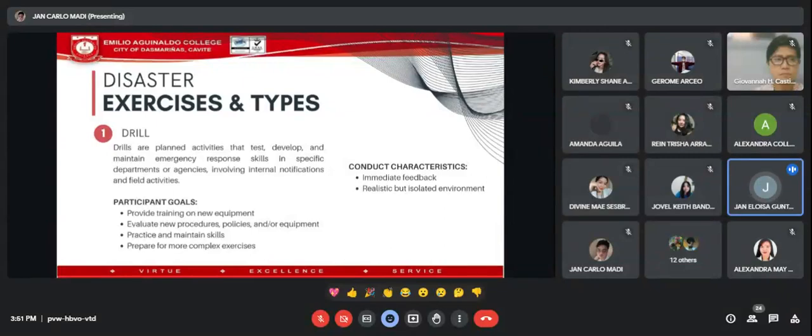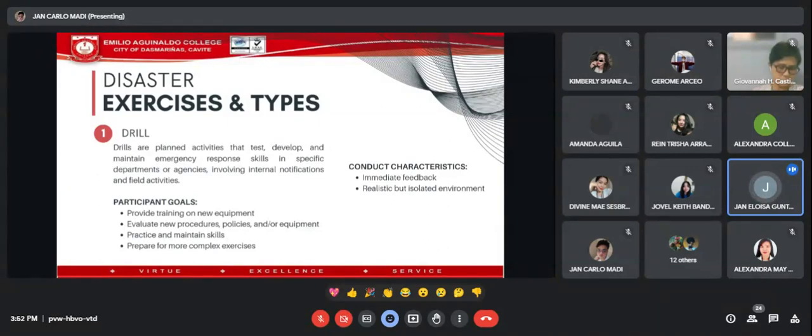So, yung first operations-based exercise po is yung drill. Drill, ito po yung mga plan and structured activity designed to systematically test po, develop, or maintain yung skills and proficiency ng emergency response procedures within po sa specific context. So, these exercises po are typically focus po siya sa pag-hone ng operational response capabilities ng mga individual departments or agencies, especially sa environments such as yung educational po at health facilities.